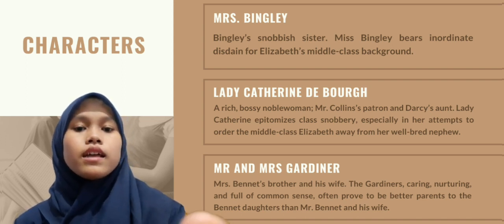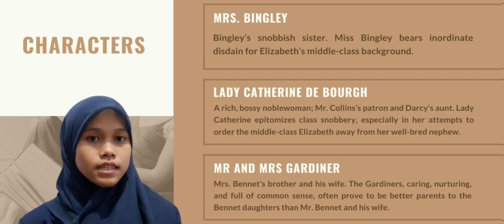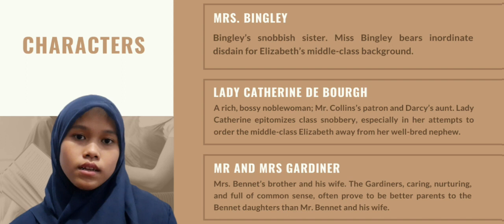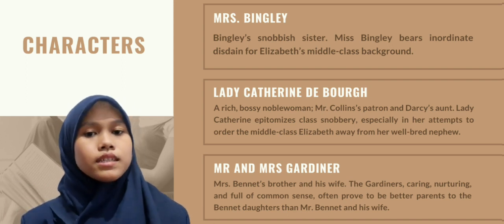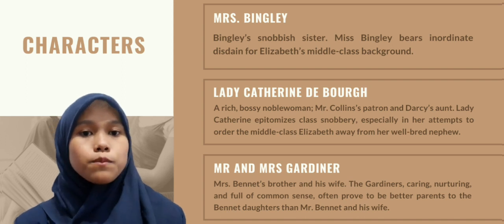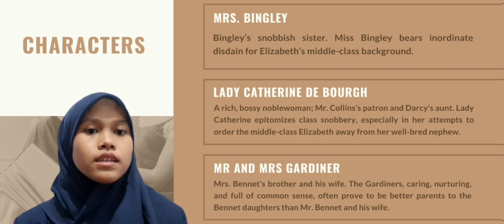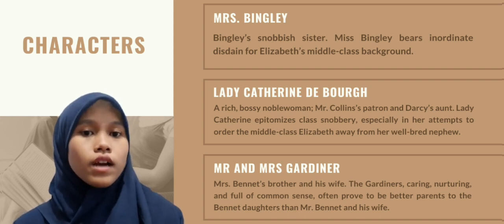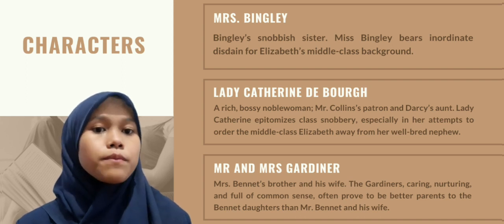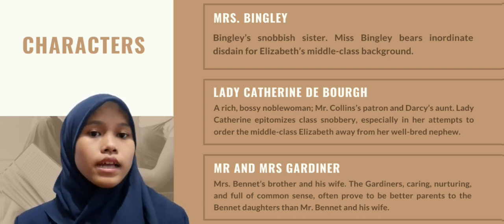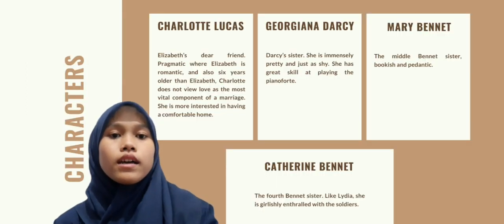And then the eleventh character is Mr. and Mrs. Gardiner. Mr. and Mrs. Gardiner are Mrs. Bennet's brother and his wife. The Gardiners, caring, nurturing, and full of common sense, often prove to be better parents to the Bennet daughters than Mr. Bennet and his wife.